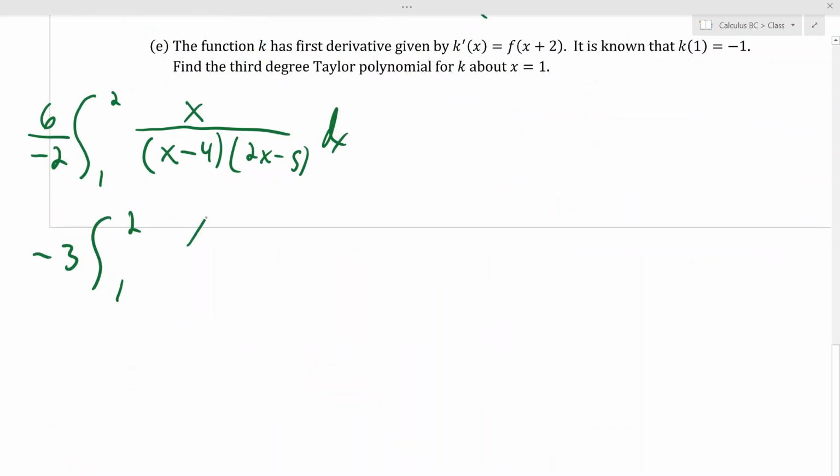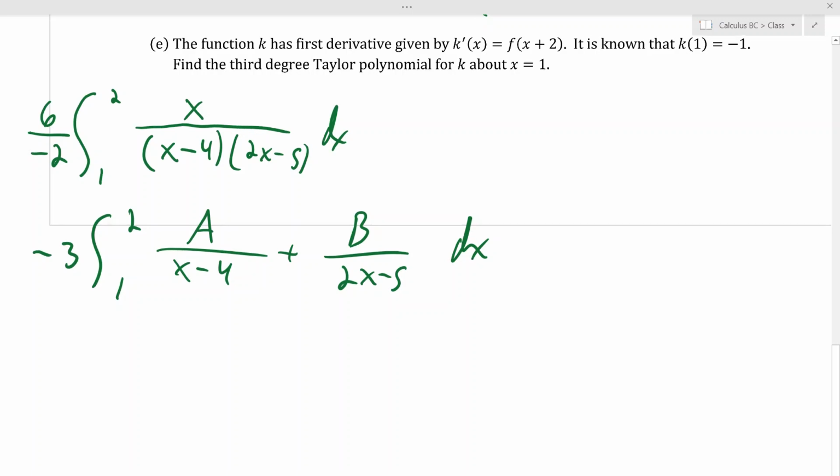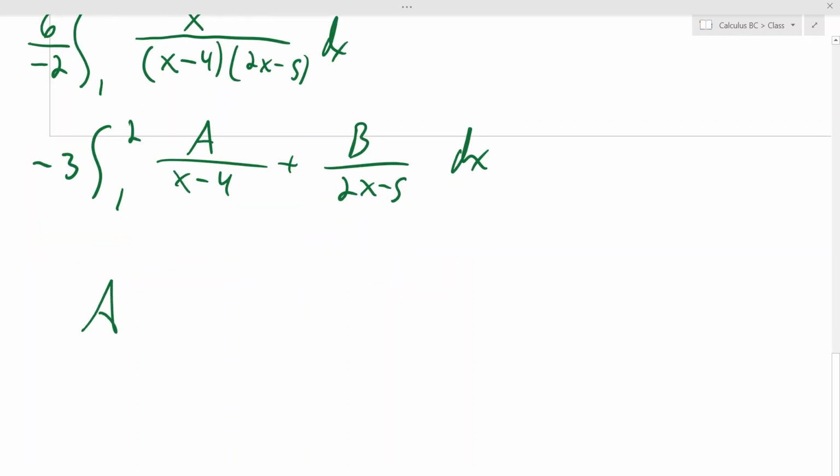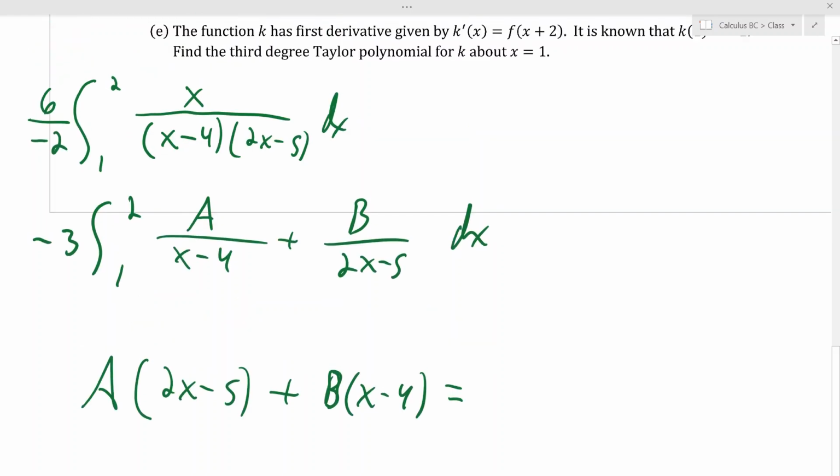And we're going to have something over x minus 4 and something over 2x minus 5. And they're both linear, so they just get one letter on top, which means all we've got to do is put this back together here real quick. And you get a(2x minus 5) plus b(x minus 4). And that's got to be the numerator that was there originally, which is x.